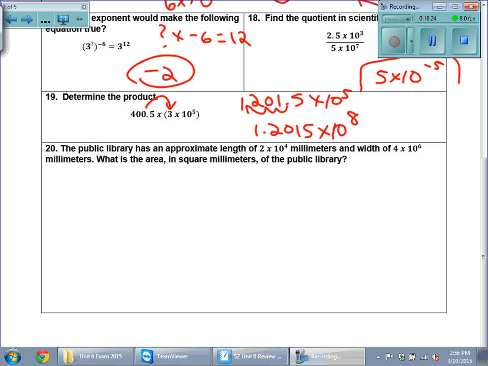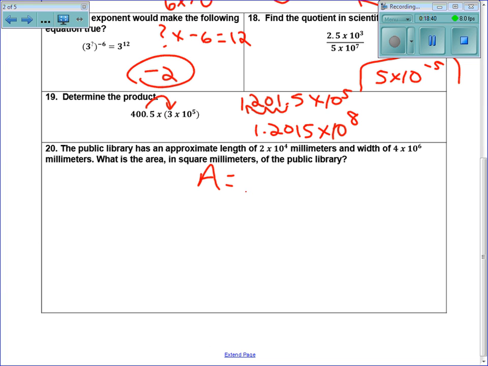Number 20, a public library has a length of 2 times 10 to the 4th millimeters and a width of 4 times 10 to the 6th millimeters. Obviously, that doesn't make sense. Oh no, it could with millimeters. I'm sorry, I take it back. What is the area in square millimeters? I think we're assuming that it's a rectangle.